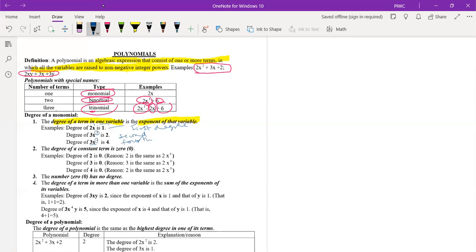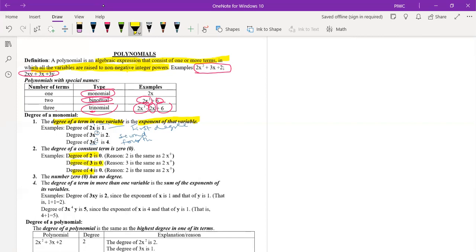Now, what about the degree of a constant term? A constant term is a number like 2, 3, 4, and so on. So the degree of a constant term is always 0. So that constant term has degree of 0. Okay. And what's the reason? This is the reason.